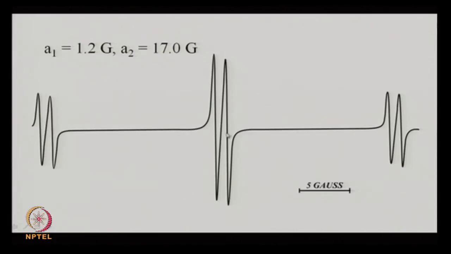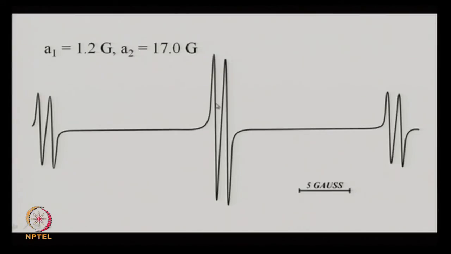The same is true here also. The part of the signal corresponding to this hyperfine line is overlapping with the signal from this hyperfine line. That is why these sorts of unequal heights are appearing here. So, there could be more problems of overlap, and then our ruler and divider technique may not be giving a very accurate estimate of the coupling constant.